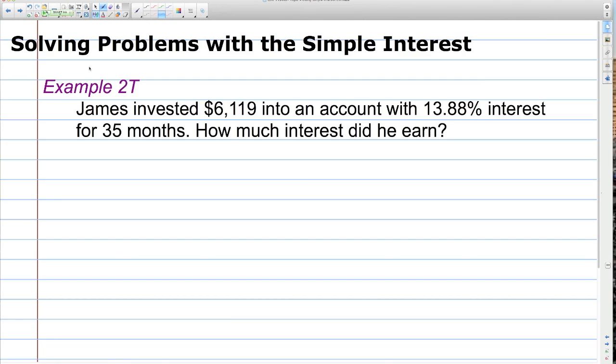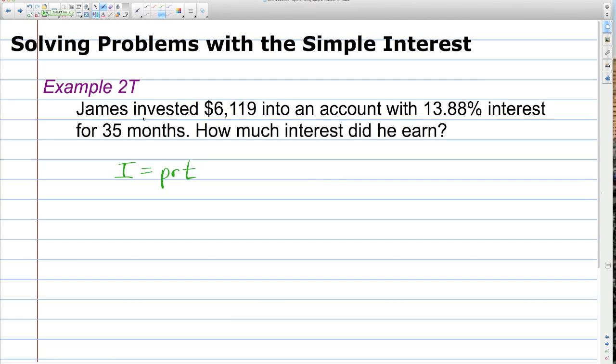We continue our work with example 2 with the simple interest formula. It reads, James invested $6,119 into an account with 13.88% interest for 35 months. How much interest did he earn? So, writing down the formula, interest is equal to principal times rate times time, PRT. Let's go back and identify what we're given and what we have to find.